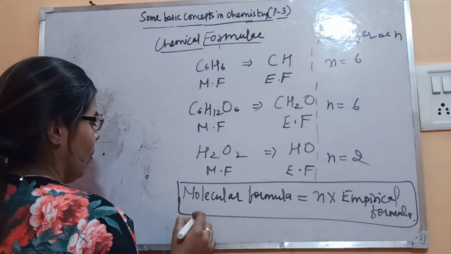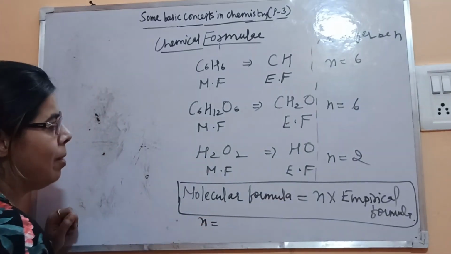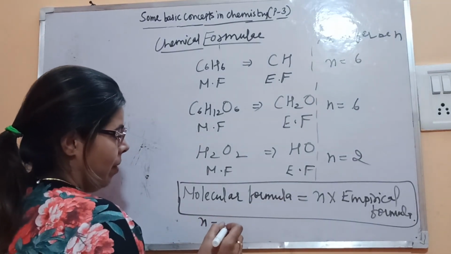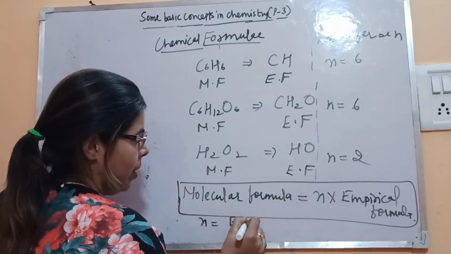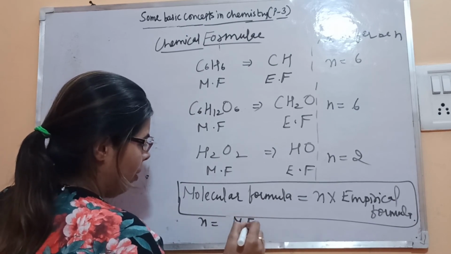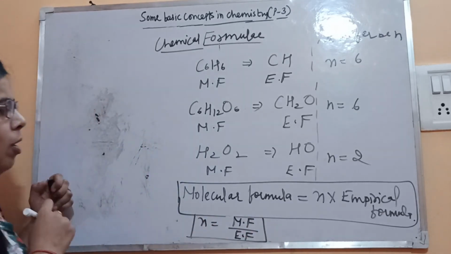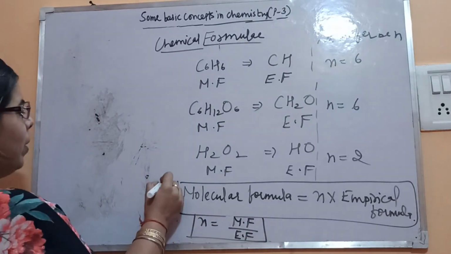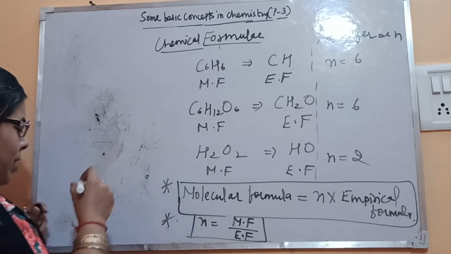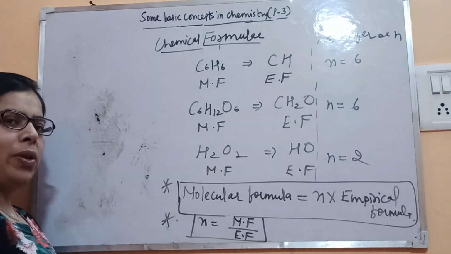If we want to calculate the value of n, then we should know the molecular formula mass and empirical formula mass. n equals molecular formula mass divided by empirical formula mass. This is also one of the important formulas. Both the formulas are important. So this is about what the empirical formula and the molecular formula are.